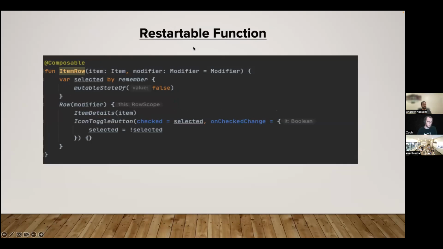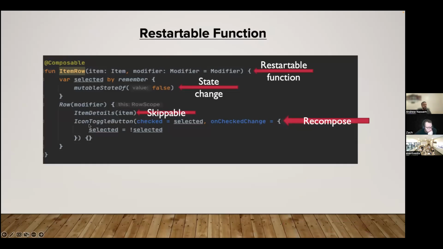So restartable function. In the restartable function, we change the value here. This is a restartable function that we need to start. We don't need to start from above it. So it's going to start from here. So let's say that this item row is inside the list of items. The list of items is not going to be changed, or it's not going to be recomposed again, and it's going to start from here. This is the entry point here, and it's going to skip item details, and it's going to recompose the icon toggle button. Any questions so far?